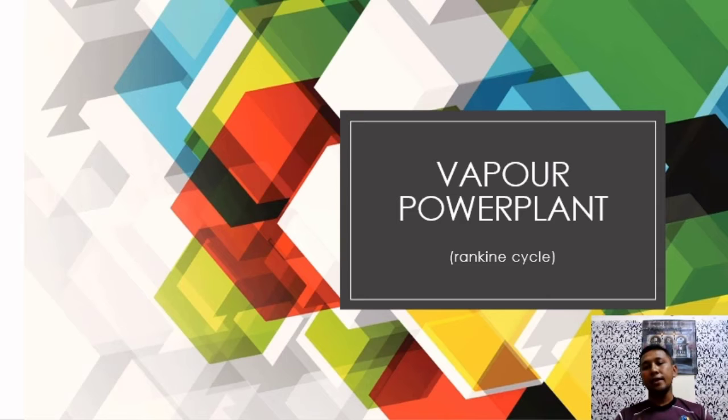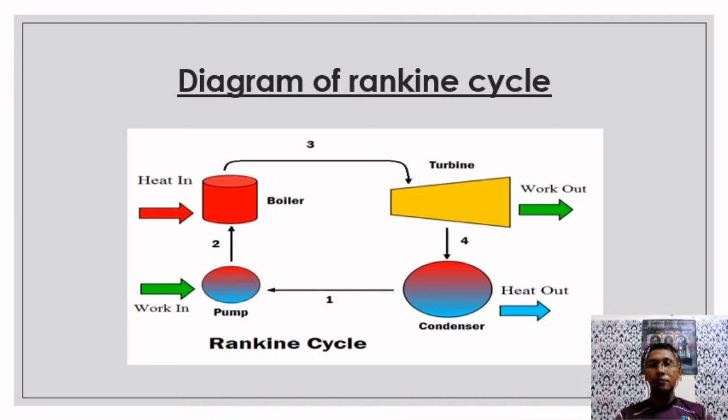Vapor power plant. Vapor power plant has two cycles, which is Rankine cycle and Carnot cycle. And we choose Rankine cycle. Okay, this is diagram of Rankine cycle.